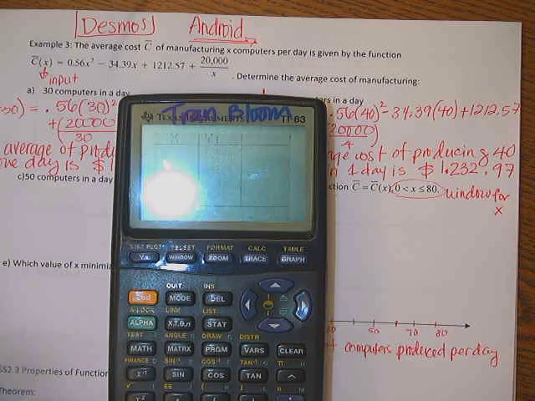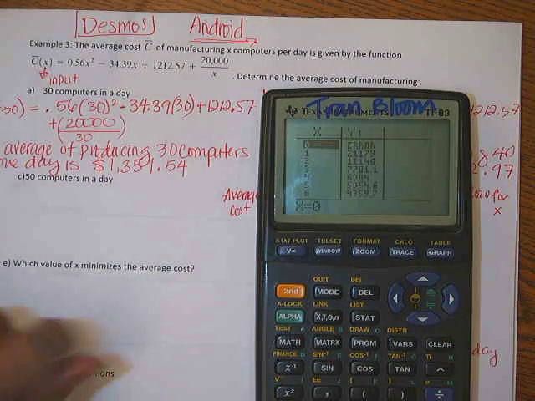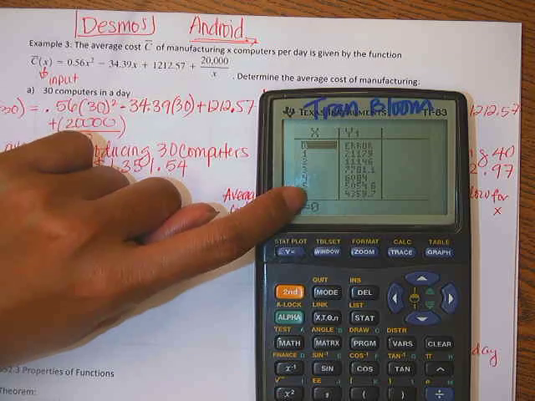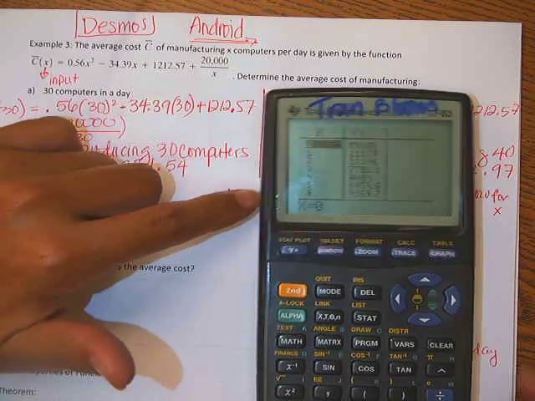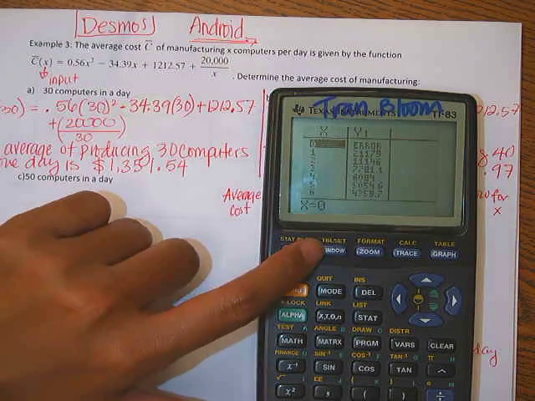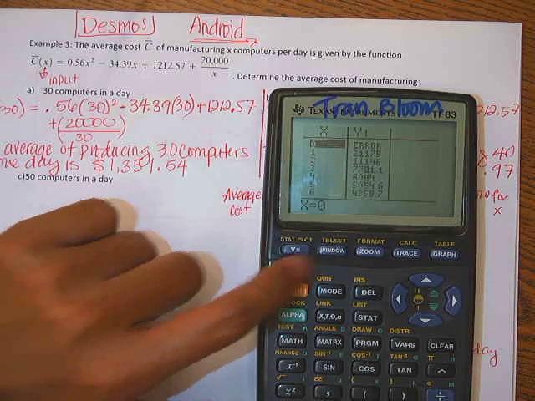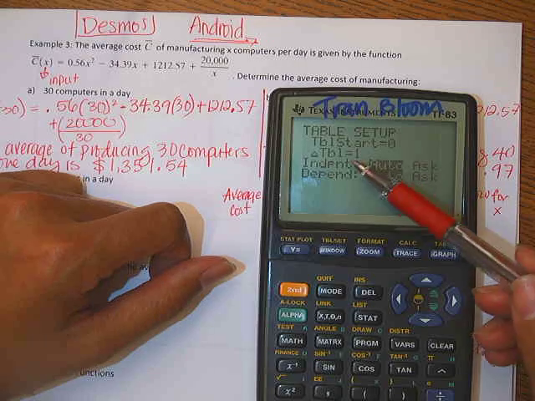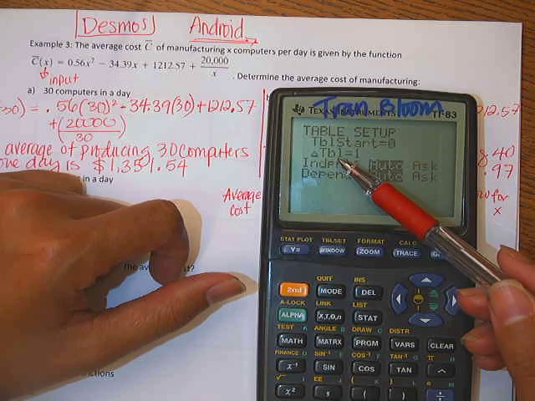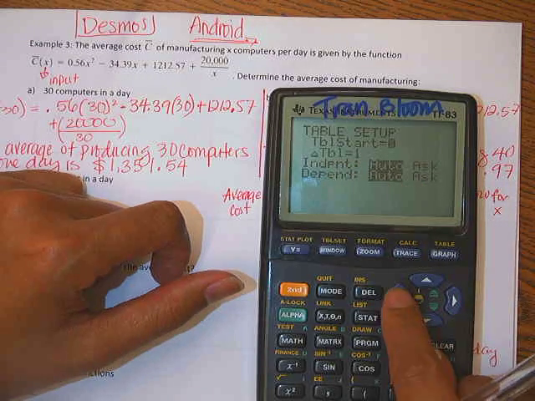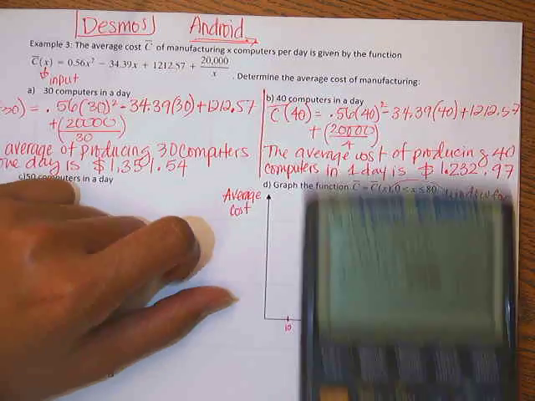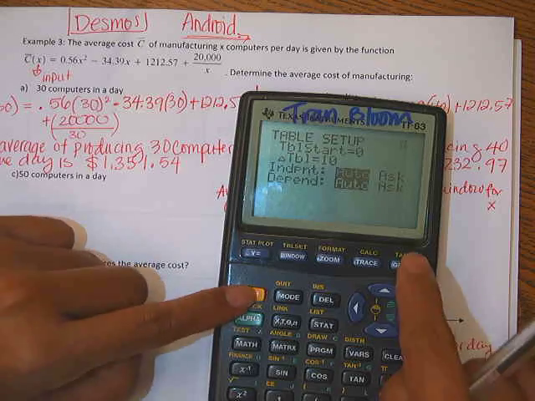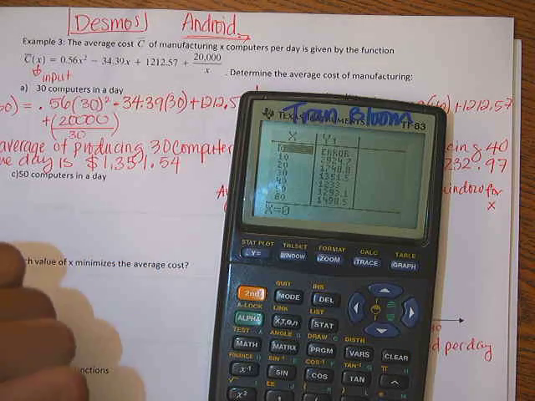Second, table. Okay. Now currently, this is all by 1. See it right here? I don't want it by 1. It's kind of a lot of work. So go to table set. Second table set. You're starting at 0, which is perfect, but it says delta table. That means how much you want each increment to be. I want each increment to be by 10 because that's what I have on my x-axis, and enter, and go back to second table. And now it's increment by 10.